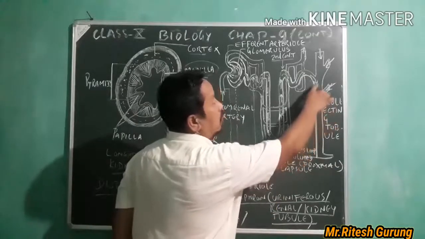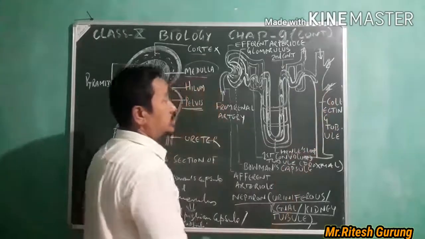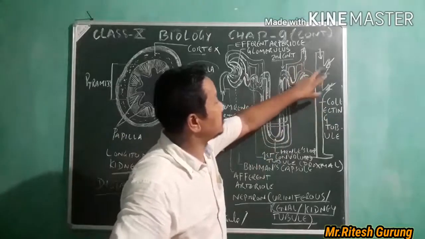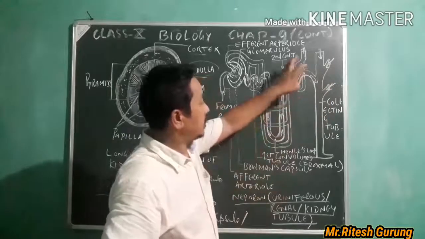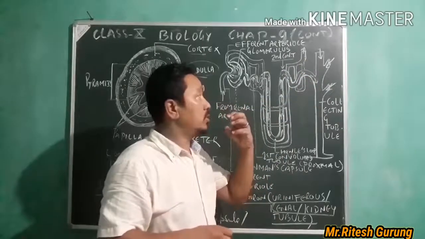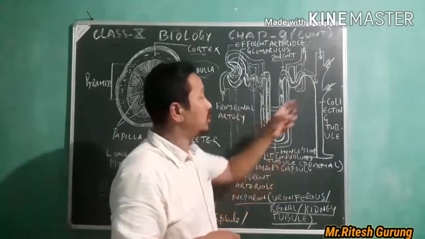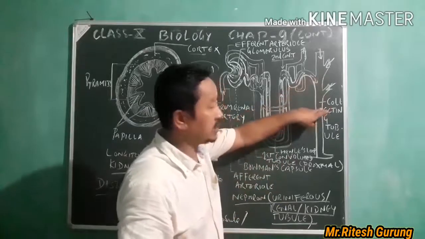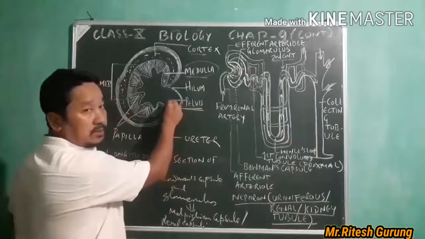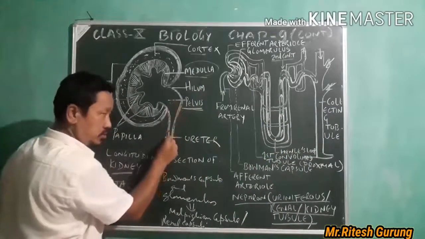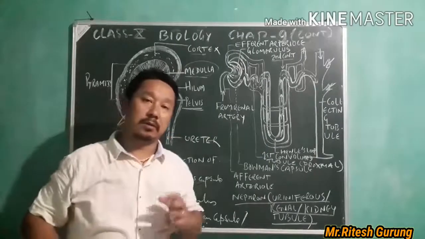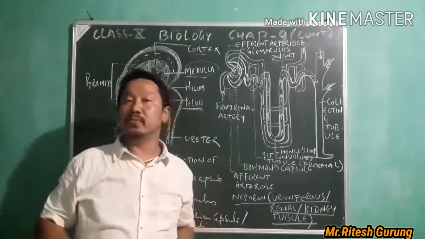The opening of this distal convoluted tubule pours the urine into this collecting tubule, and from the collecting tubule it goes to the pelvis, from the pelvis to the ureter, and from the ureter to the urinary bladder, where it is temporarily stored.